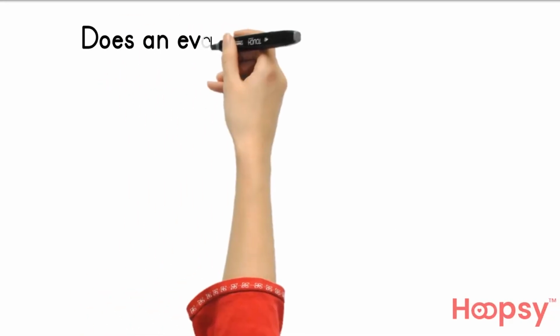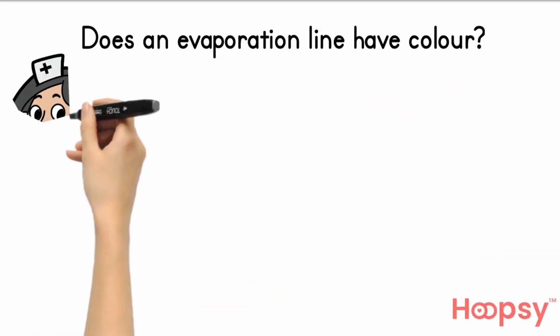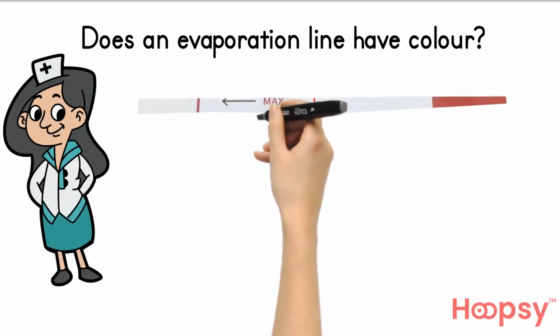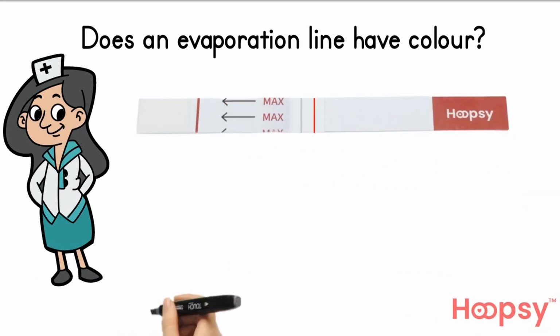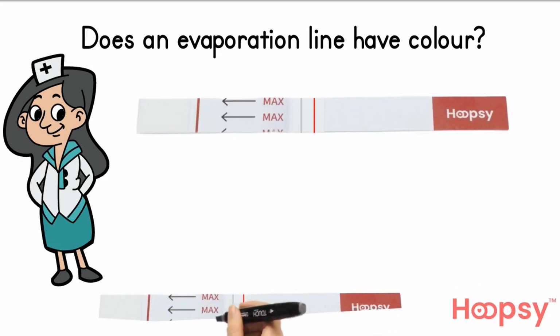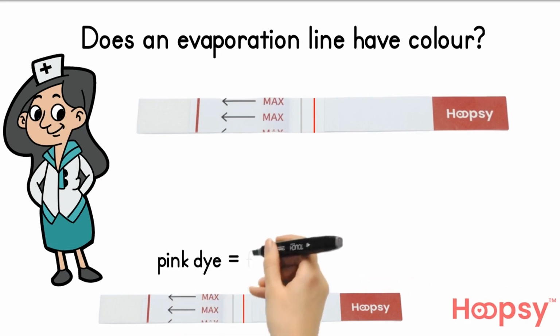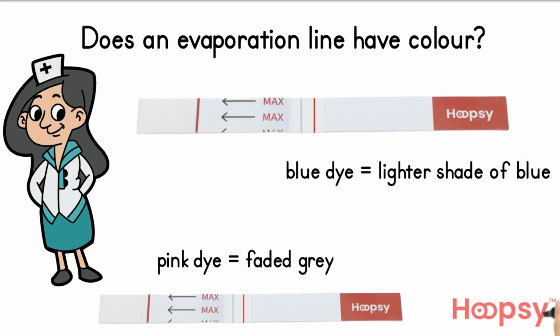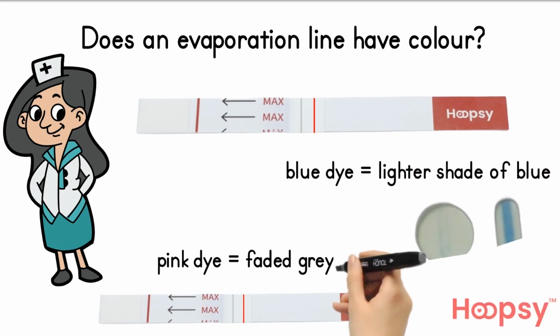Question 3. Does an evaporation line have colour? Most of the time, an evaporation line appears as a colourless streak, almost like an indentation. It is also often thinner than the control line, and on a pink dye pregnancy test it looks like a faded grey colour, while on a blue dye pregnancy test it looks like a lighter shade of blue.